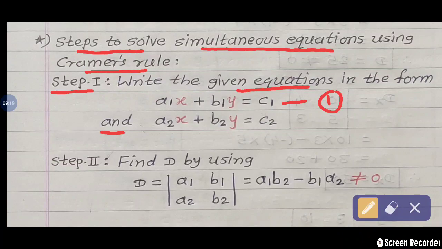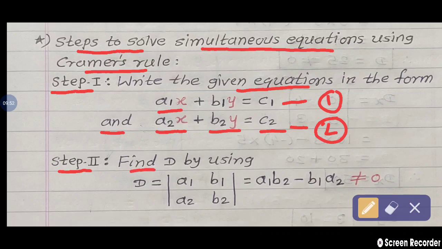So what is the first term? That is the x term. So write the x term below this a1x. What is the term given in the second equation? That is a2x. We are changing the places of the terms. A2x plus the y term right below the y term, that is b2y, is equal to, on the right hand side, the constant number c2. This is our first step. So write the given equations in this form.